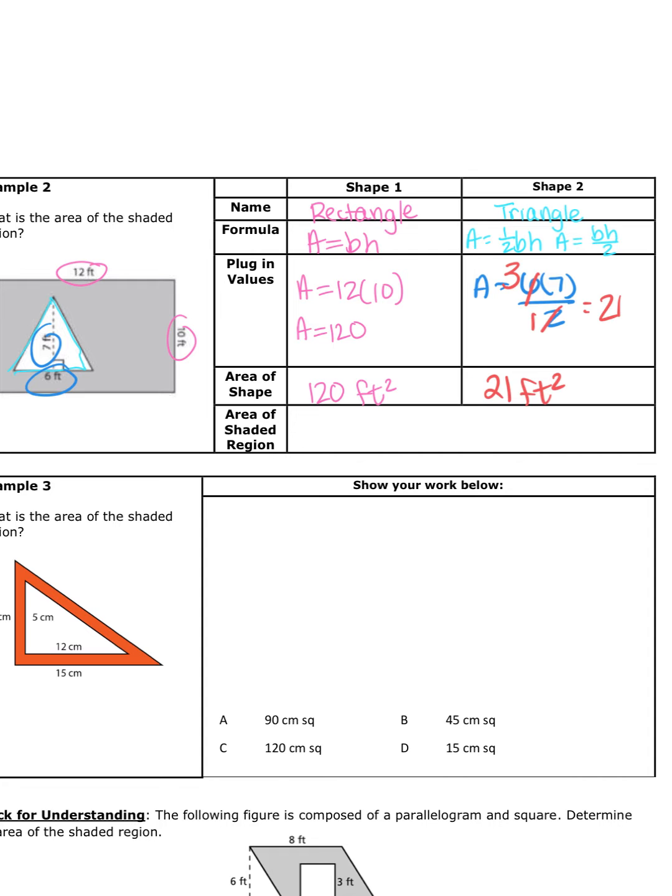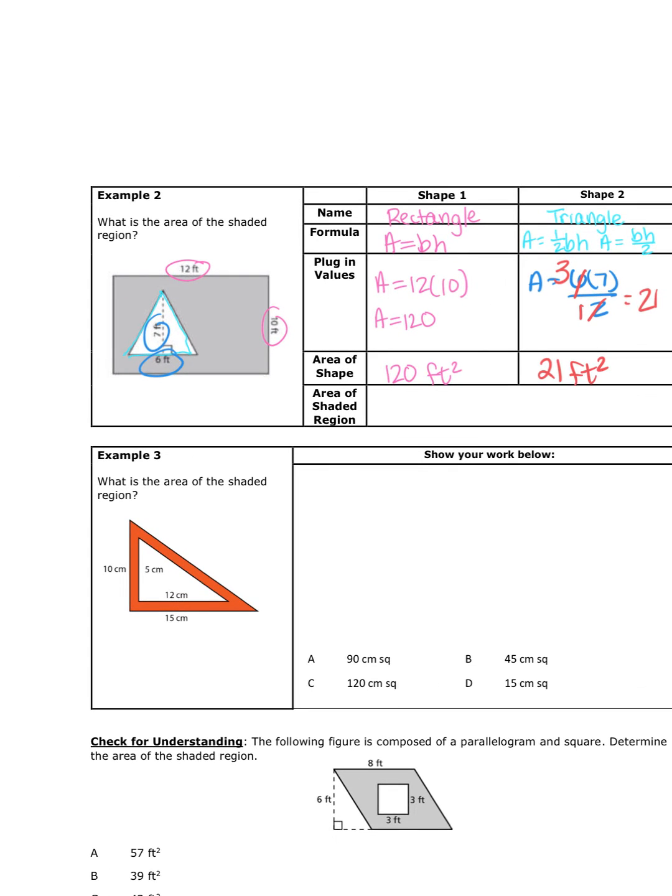So to find the area of only the shaded part, I'm going to go ahead and subtract 120 minus 21. So I want you to do that. What do you get? You should have gotten 99 square feet.